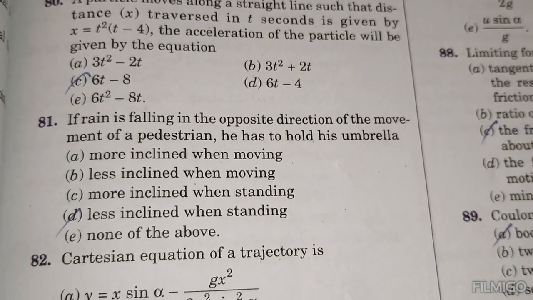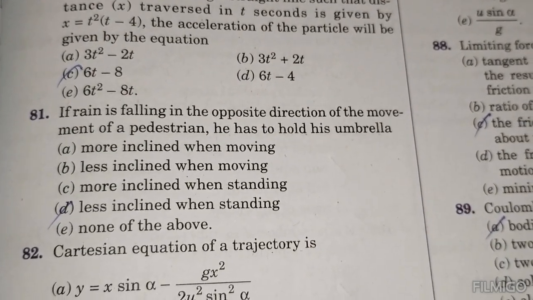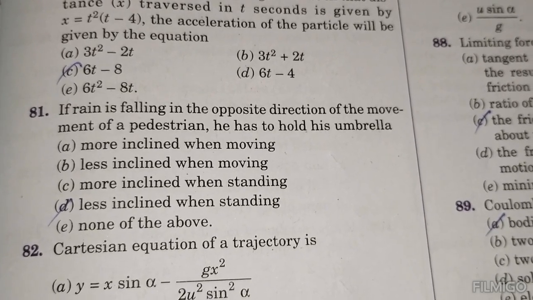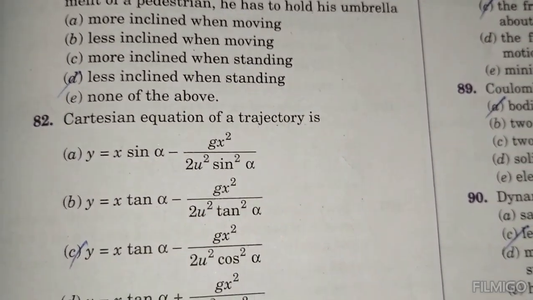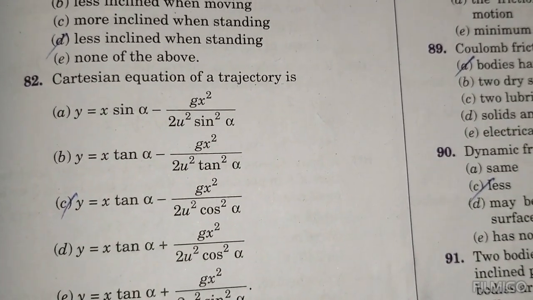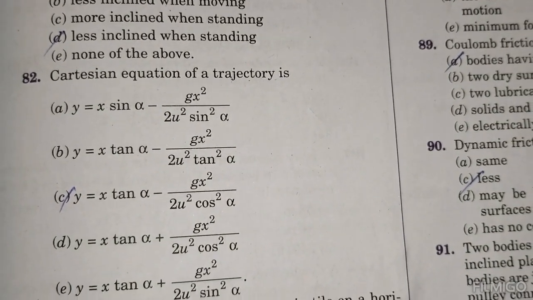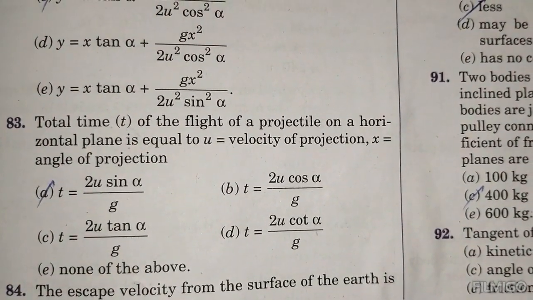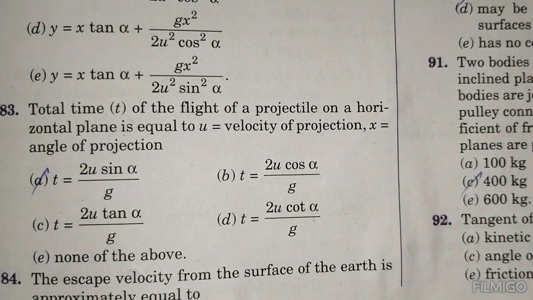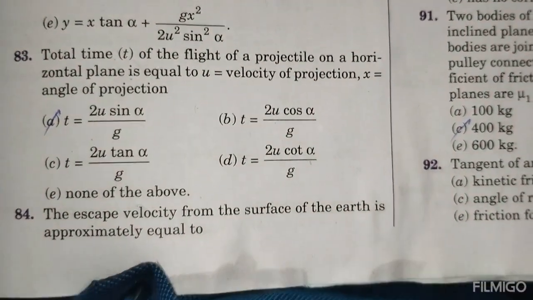If rain is falling in the opposite direction of the movement of a pedestrian, he has to hold his umbrella less inclined when standing. The Cartesian equation of a trajectory is y is equal to x tan alpha minus g x squared by 2 u squared cos squared alpha. Total time of flight of a projectile on a horizontal plane is equal to 2u sin alpha by g, where u is the velocity and alpha the angle of projection.